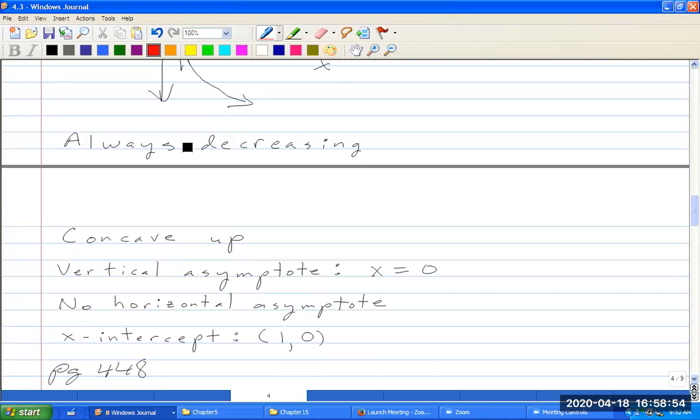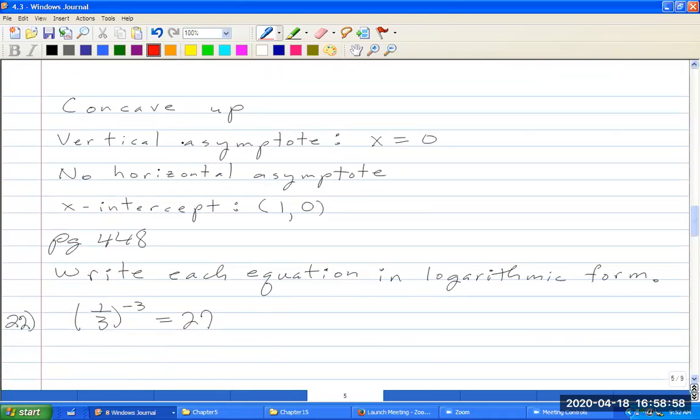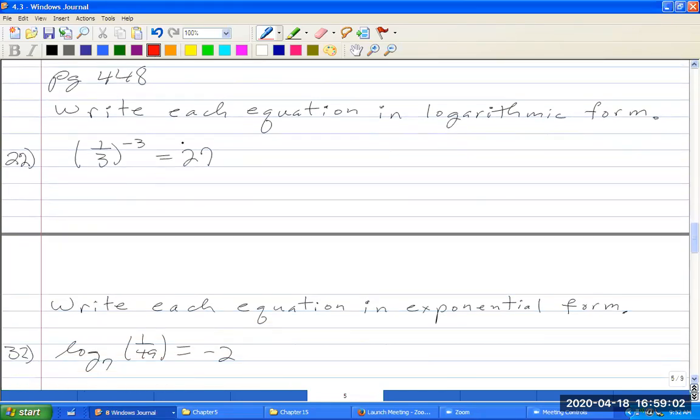So let's do some examples on page 448. Problem number 22. Write each equation in logarithmic form. So I've written this in exponential form. 1/3 to the power -3 is 27. Let's rewrite this as a logarithm. So I have log base, well, the base is 1/3, of the result 27, is equal to -3, so that's the exponent. Remember, logarithms are always exponents. And so I can rewrite this exponential form in logarithmic form.